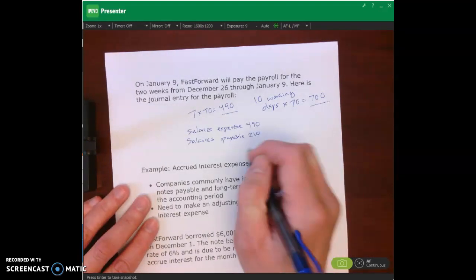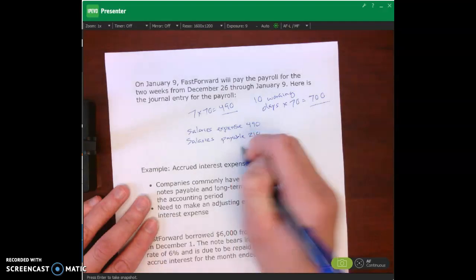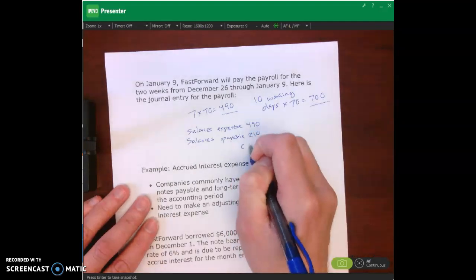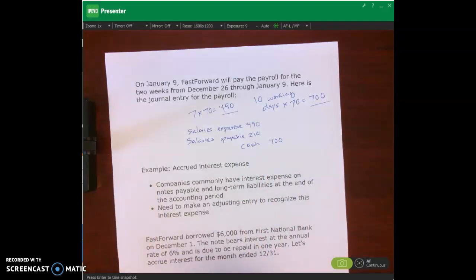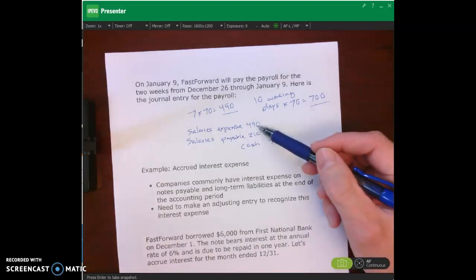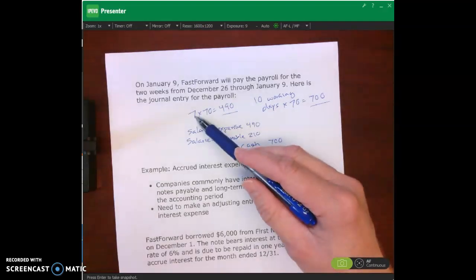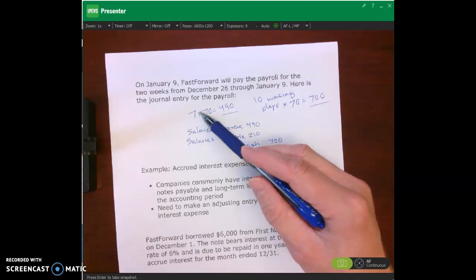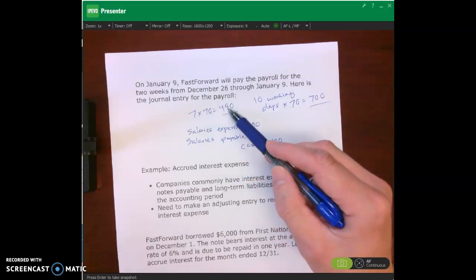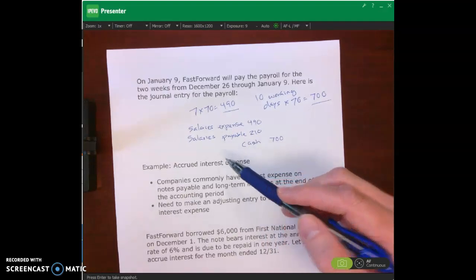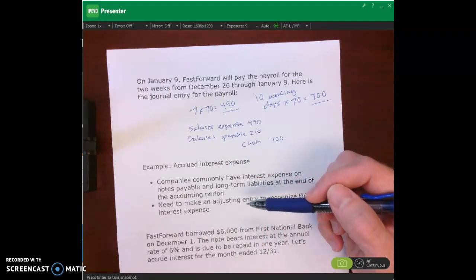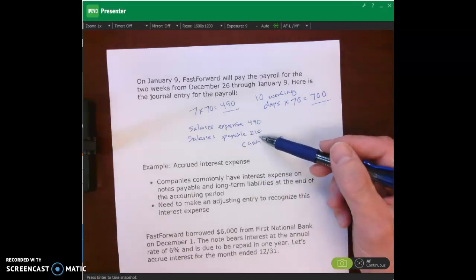And then, what do you think I credit? Cash. To pay them. So I have my debit to salaries expense for $490, which is the 7 working days in the second accounting period, times the $70 a day gives me $490. I debit the payable that I did on 12/31 of the last accounting period, because we don't owe them that money anymore, so the liability goes down.